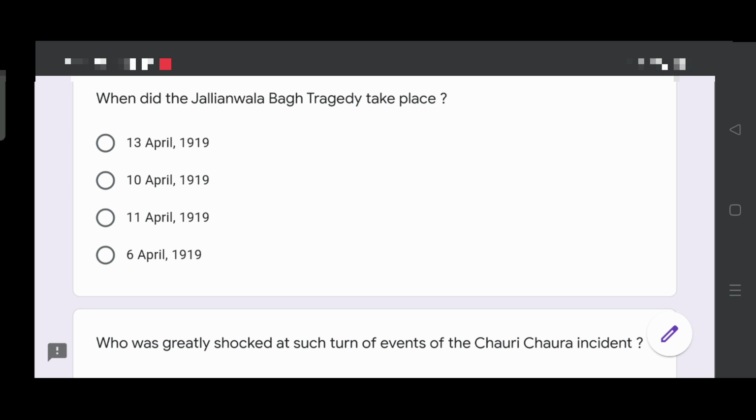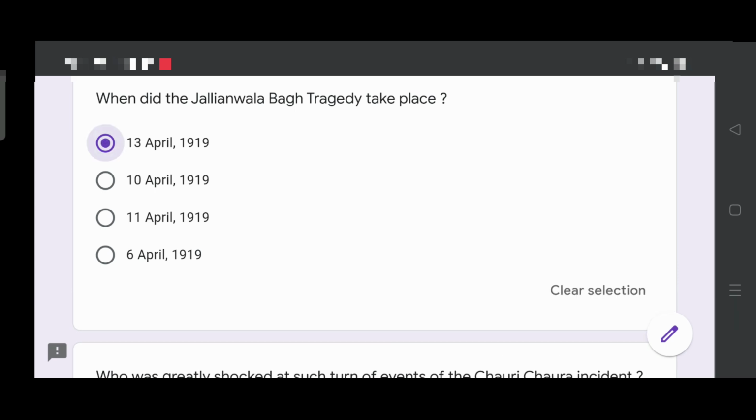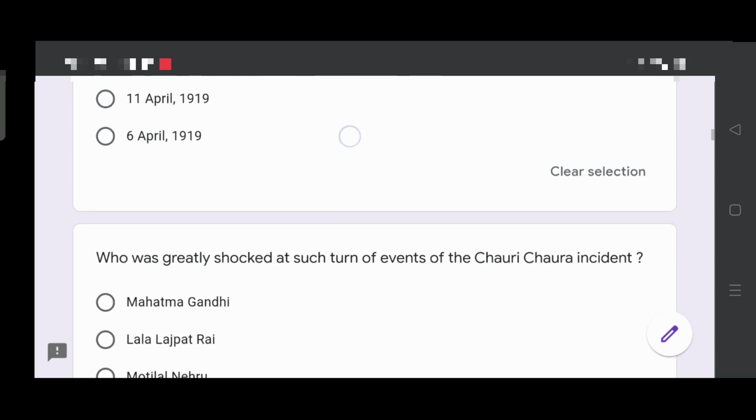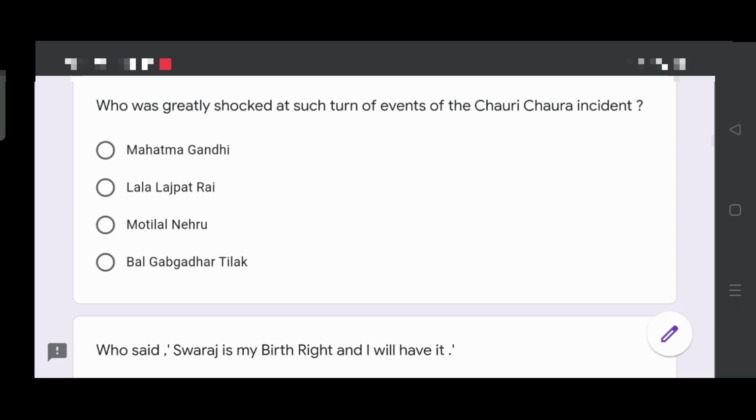When did the Jallianwala Bagh tragedy take place? 13th April 1919, 10th April 1919, 11th April 1919, 6th April 1919. Jallianwala Bagh tragedy. Yes, the Jallianwala Bagh tragedy took place on 13th April 1919.